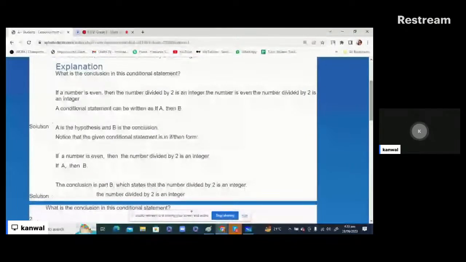The part "if a number is even" is your hypothesis. Now how can we conclude, if your number is even? Then the number divided by 2 is an integer. So that is your conclusion. We say that the number divided by 2 is an integer.